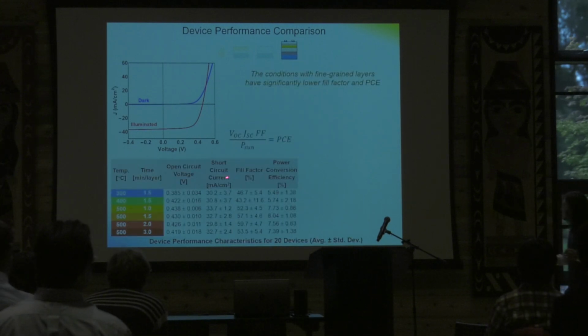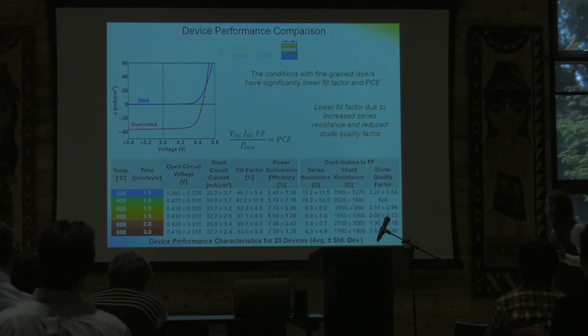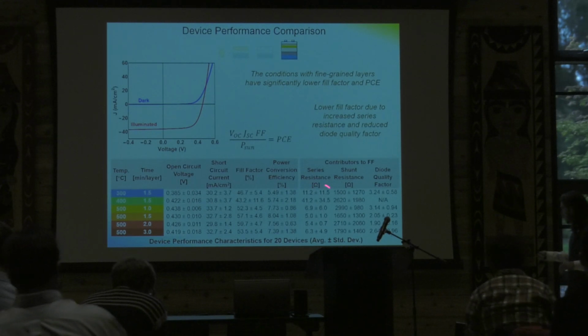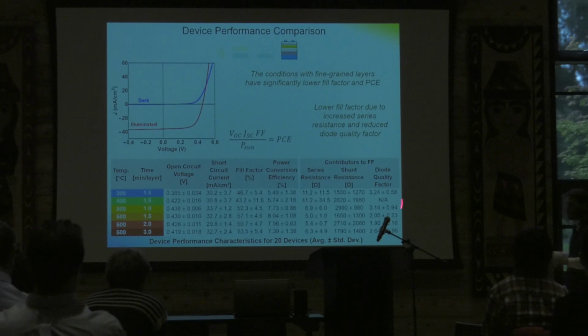The big takeaway from the device data, there's a number of small conclusions you can draw, but obviously the films with the fine grain layer have worse power conversion efficiency, and the ones at 500C are higher efficiency. So when you don't have this fine grain layer, it improves efficiency. The reason is that the fine grain layer causes higher series resistance in your devices and a worse diode quality factor. Basically, the squareness of this curve is worse.